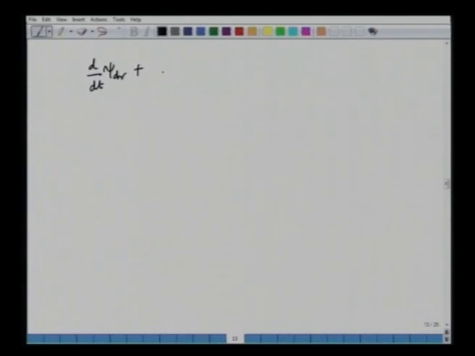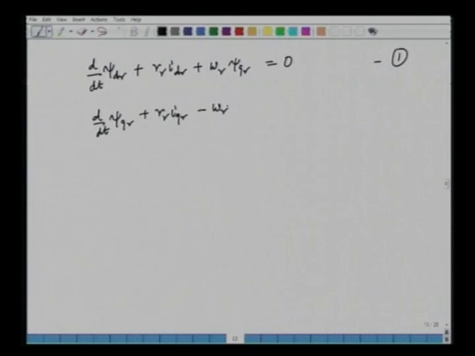d by dt of psi dr, this is equation number 1, we can say, and similarly we can have d by dt of psi qr plus RR IQR minus omega r psi dr, that is equal to 0. This is equation number 2.